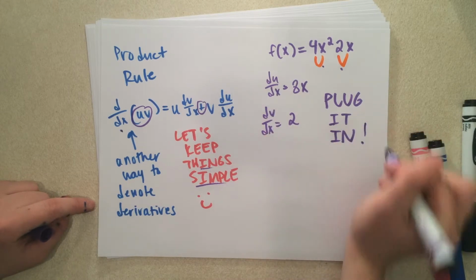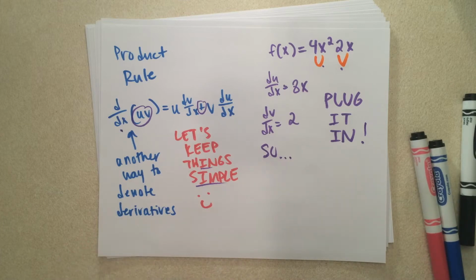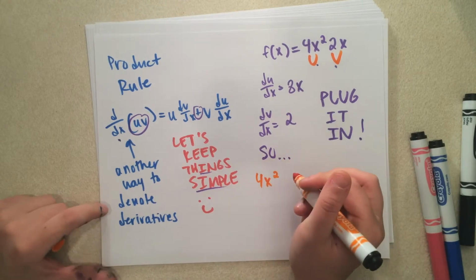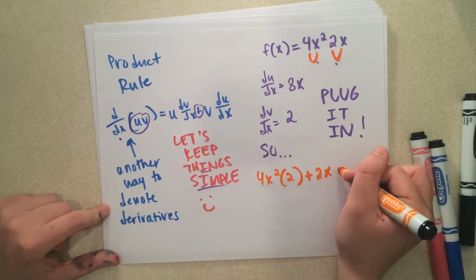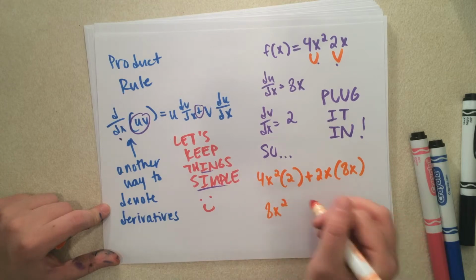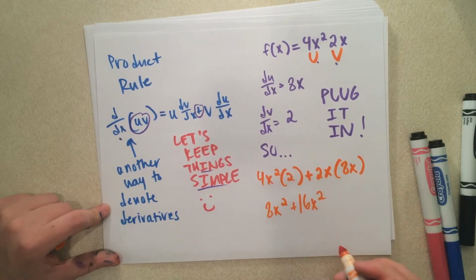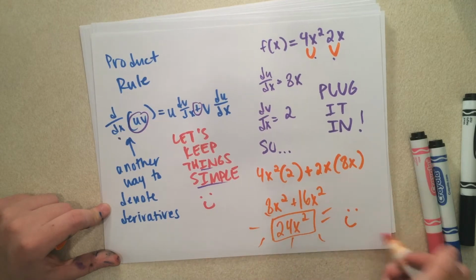So in keeping things simple, as you can see, the product rule is right to your left, and once you find the derivatives of both u and v, you take your values and plug them back into the product rule. So in this case, it's going to be 4x squared times 2 plus 2x times 8x, and then you're going to get 8x squared plus 16x squared, and that's going to be 24x squared. And that's how you find the derivative of a product.